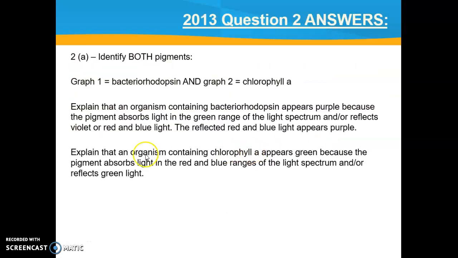You would also then go into explaining the chlorophyll. Because they want you to explain and justify both, make sure when you're responding that you're writing about both. So this would be your explanation and your justification for the bacteriodopsin. Here is your explanation and your justification for the chlorophyll, right? So graph 2 showed chlorophyll because green is being reflected, and all of the other pigments in the red ranges and the blue ranges are being absorbed.